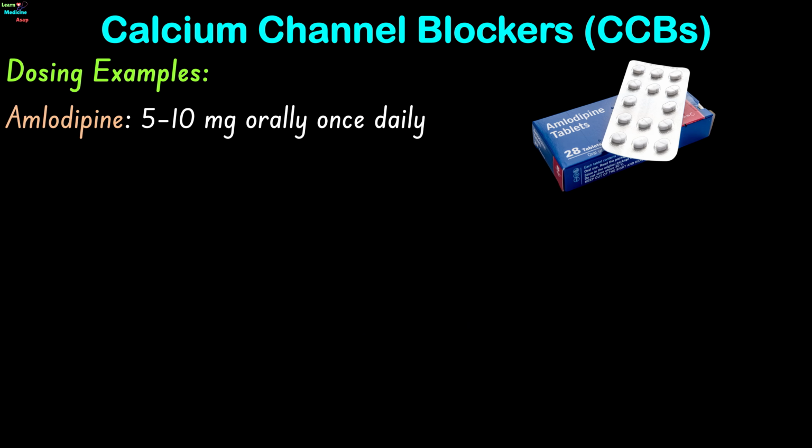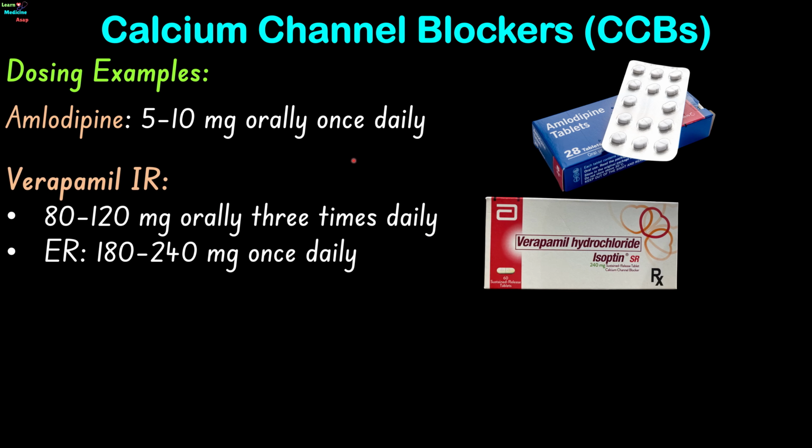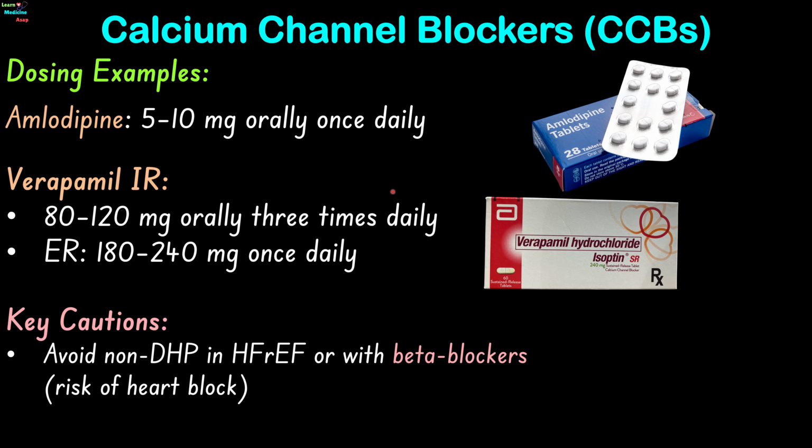For dosing, a typical example is Amlodipine at 5 to 10 milligrams orally once daily. For Verapamil, the immediate release form is 80 to 120 milligrams 3 times daily, while extended release formulations range from 180 to 240 milligrams once daily. A critical caution is to avoid combining non-dihydropyridines with beta blockers due to the additive risk of heart block. Also, patients should be warned that grapefruit juice can significantly increase drug levels.